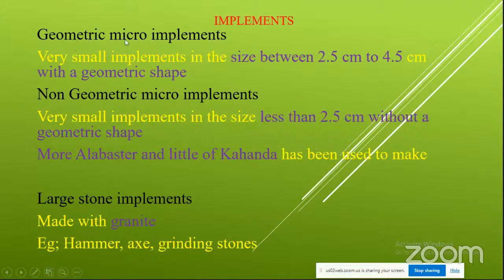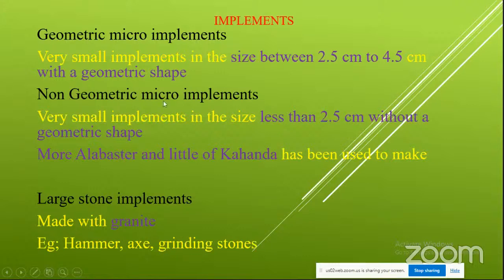So what do you mean by geometric micro implements? Micro means these implements were very small, and the size was between 2.5 centimeters to 4.5 centimeters, very small. So why were they known as geometric? All these implements were given a geometrical shape, like a circle, or something elongated, or a kind of scale, the triangle, square, like geometrical shapes. So a geometrical shape had been given to very small implements. Because of that, we call them geometric micro implements.